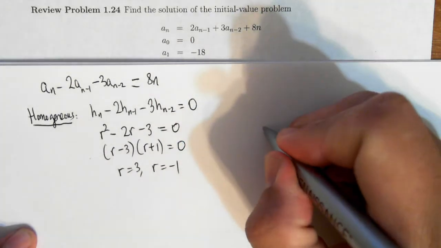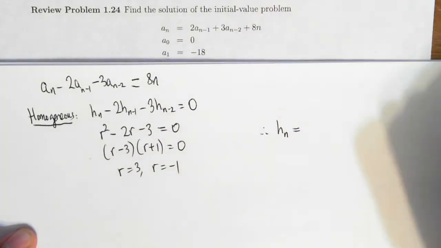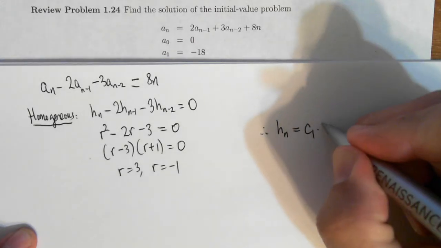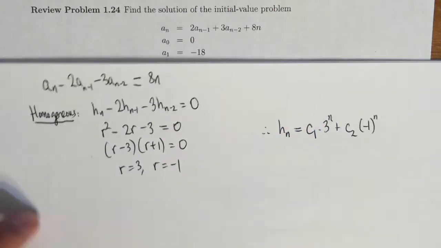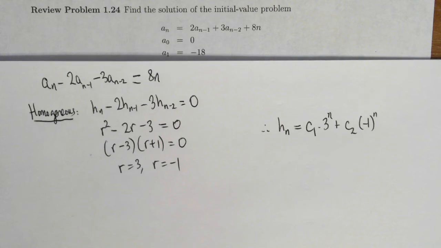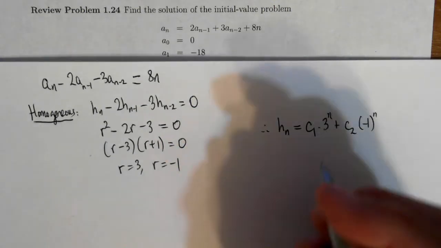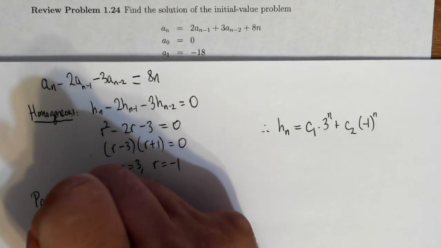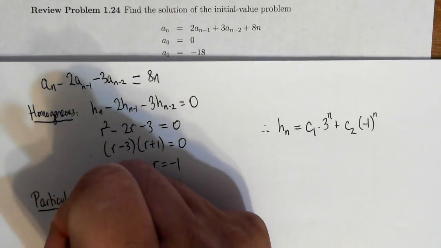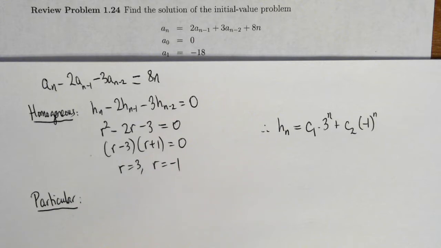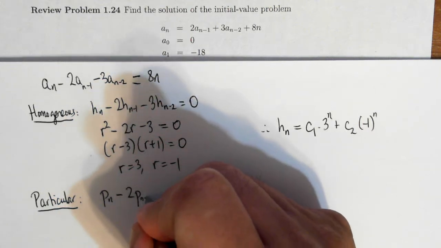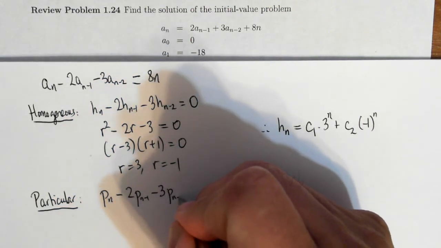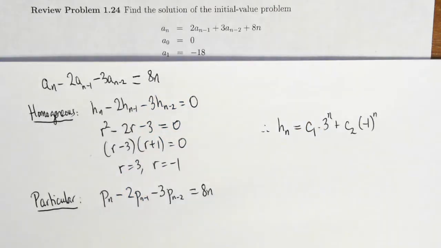And so from this we conclude that the general solution for the homogeneous equation has the form c sub 1 times 3 to the n plus c sub 2 times negative 1 to the n. Okay, so that's our first step to get the solution of the homogeneous equation. Next, we need to find a particular solution, so one solution, to the non-homogeneous case. So let me write the recurrence relation again, just changing letters from a to p. And we need to find one thing that works.